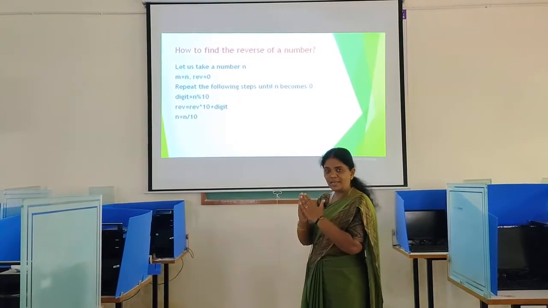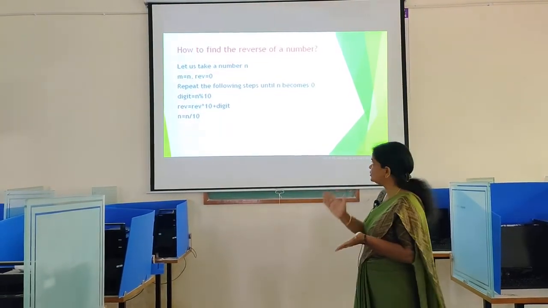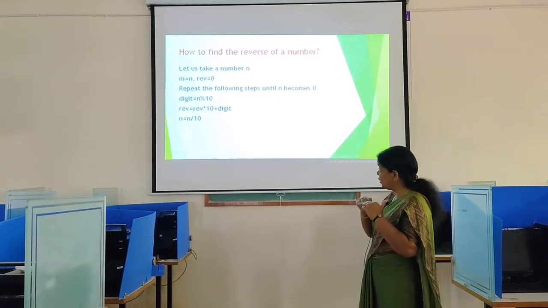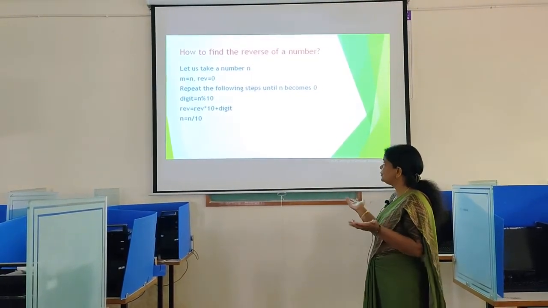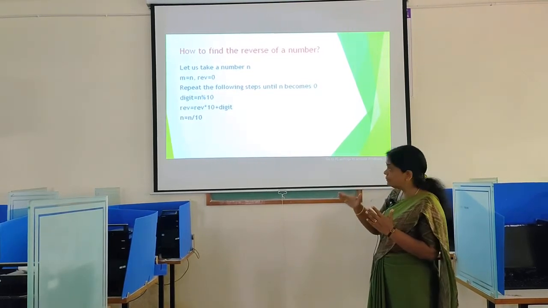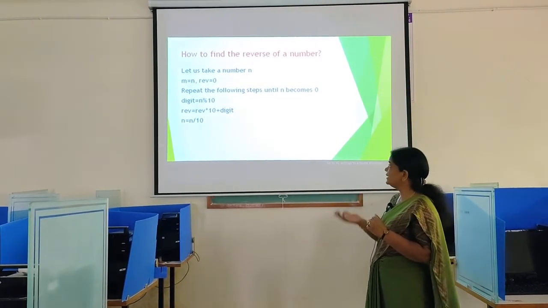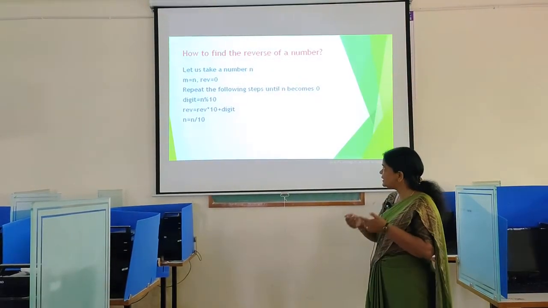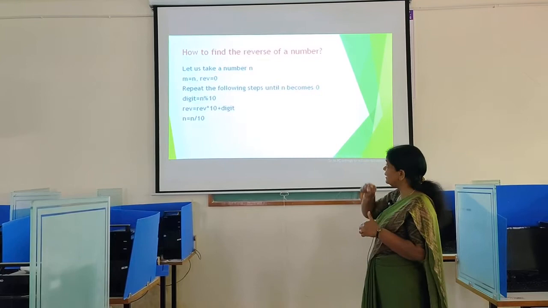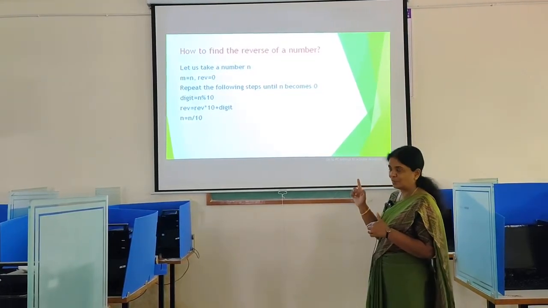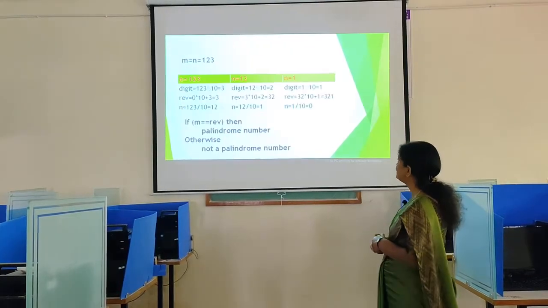For 12, you make a modulo division by 10 so that you get the last digit, that is 2. In reverse we already have 3. So 3 into 10 will be 30, plus digit 2, so it will become 32. Then again you divide the number by 10. 12 by 10 means it becomes 1 now. So repeat the process until your number n becomes 0. We will see that in the next slide.